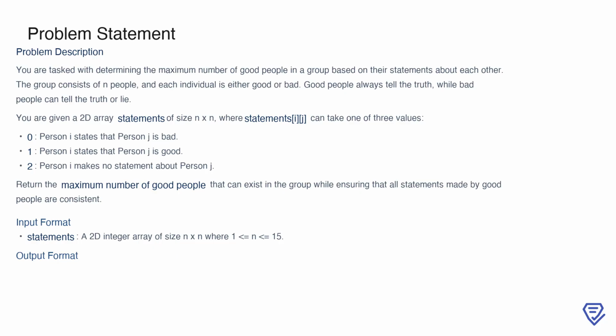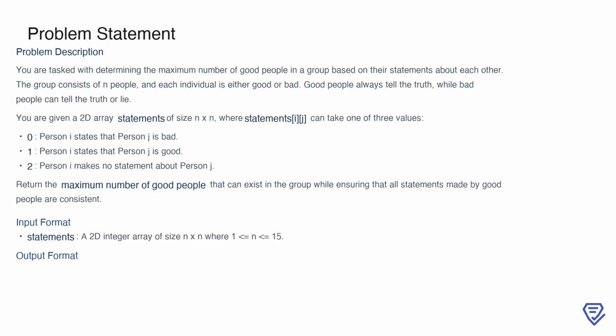The information about these statements is provided as a 2D array called statements, where each entry statements[i][j] represents what person i says about person j. A value of 0 means person i claims that person j is bad, a value of 1 means they claim person j is good, and a value of 2 means that they make no statement about person j.